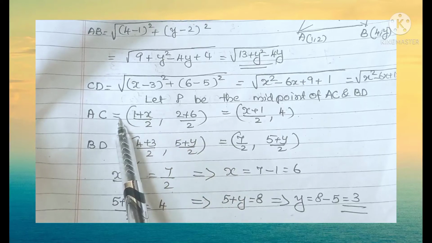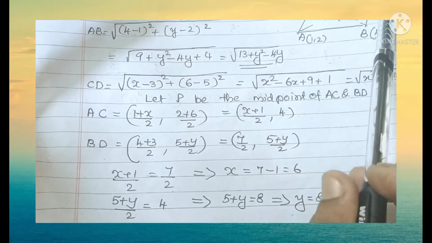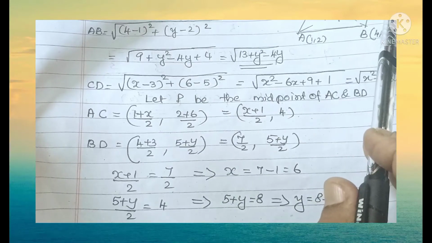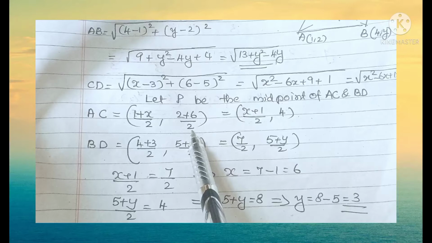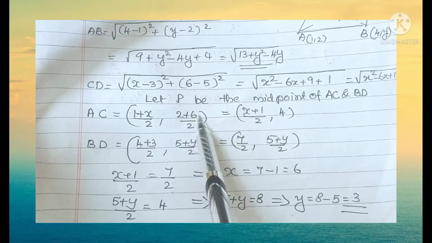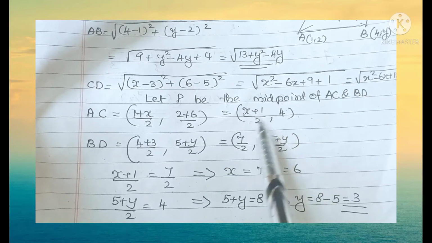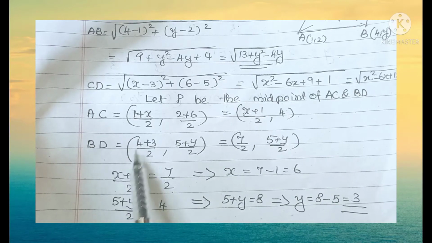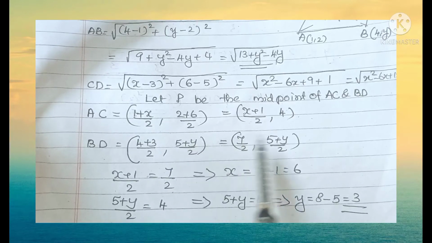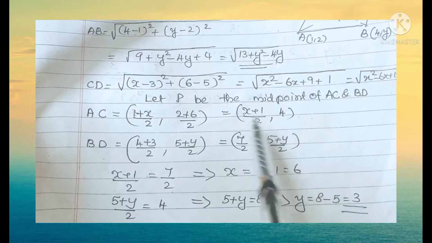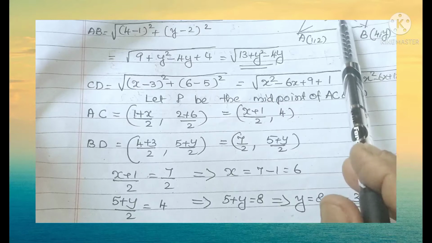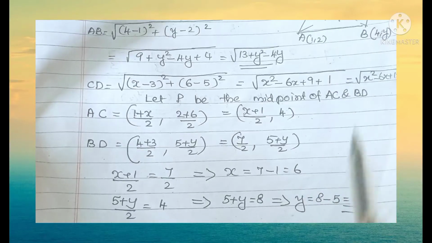So midpoint of AC, (x1 plus x2) by 2, (1 plus x) by 2 and (y2 plus y1) by 2, (2 plus 6) by 2. (1 plus x) by 2 and 2 plus 6 is 8, 8 by 2 is 4. So (x plus 1) by 2 and 4. And BD, that is (4 plus 3) by 2, 7 by 2, and (y plus 5) by 2. Then we can equate, since P is representing the same point, that means P is the midpoint of AC and DB.